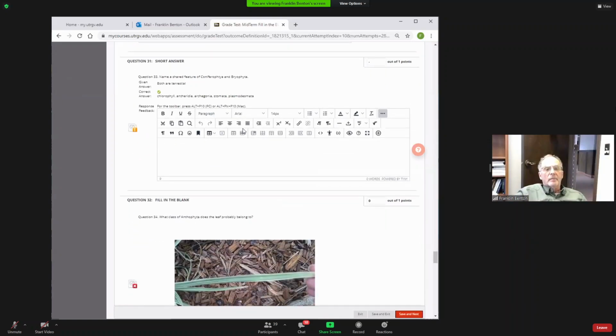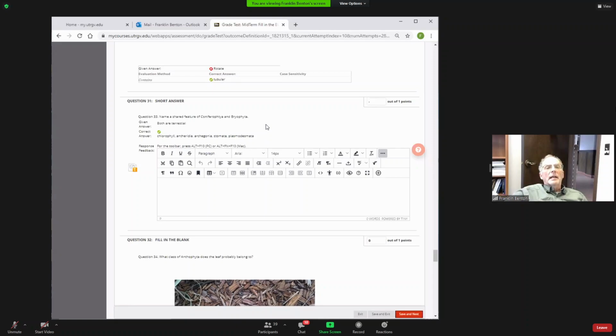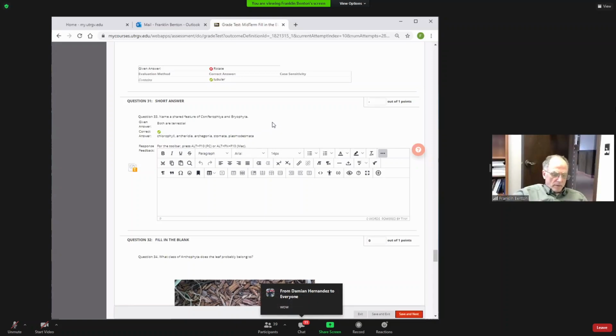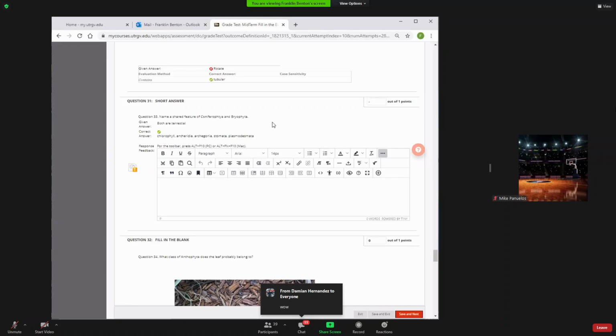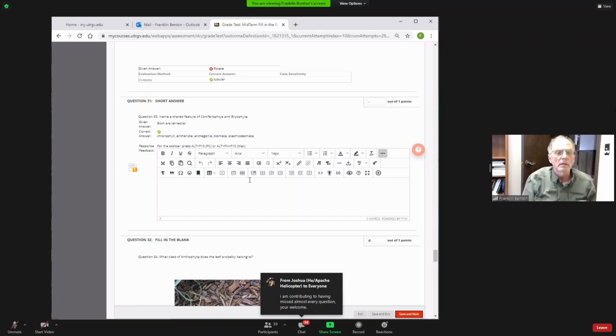Dr. Benson, for that question, would you accept they're both autotrophs and use photosynthesis? Well, that is a shared feature. So I guess that would be counted correct. All right, thank you. See, that's why I have to go through and make a determination on each one. But I'm being very generous on interpretations right now because I hate this test to no end.